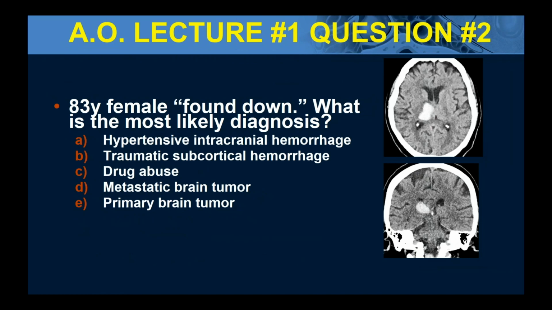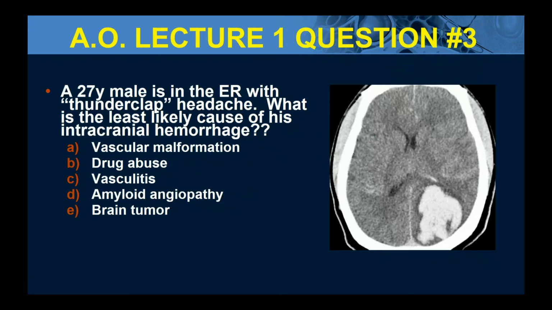Okay, question number 2. 83-year-old female found down. What is the most likely diagnosis? You've got 5 choices. Question number 3. 27-year-old male with thunderclap headache. What is the least likely cause of his intracranial hemorrhage?